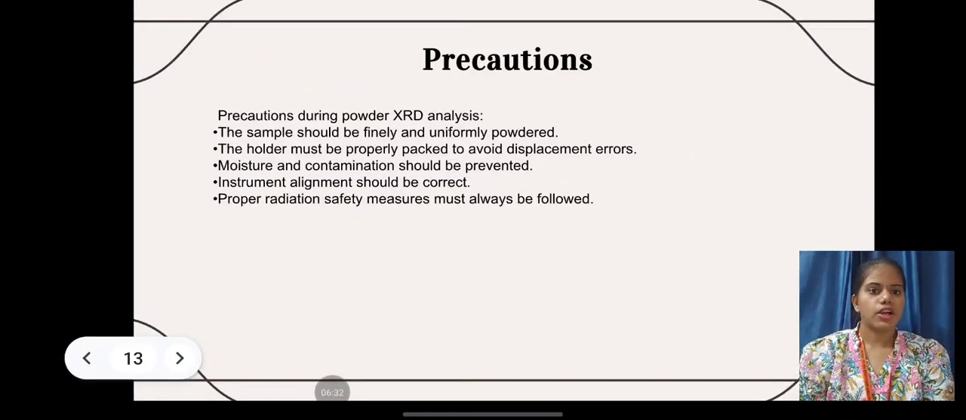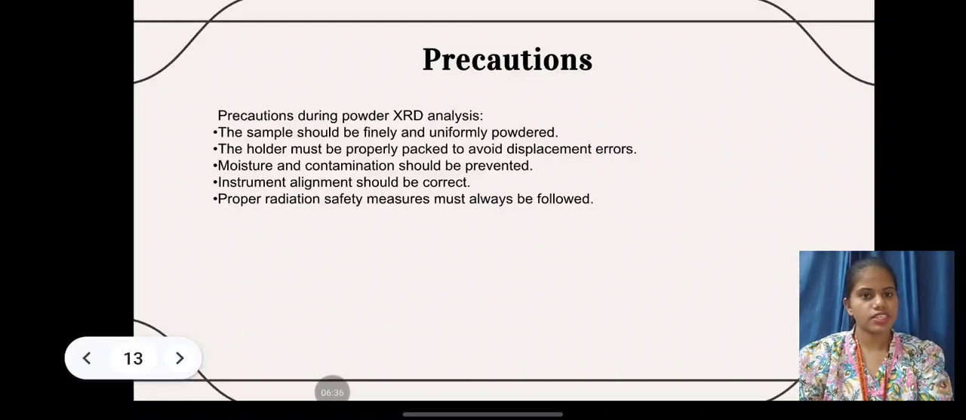Precautions. When we are doing the experiment, these are the few precautions. The sample should be finely and uniformly powdered. The holder must be properly packed to avoid displacement errors. Moisture and contamination should be prevented. Proper radiation safety measures must be followed.